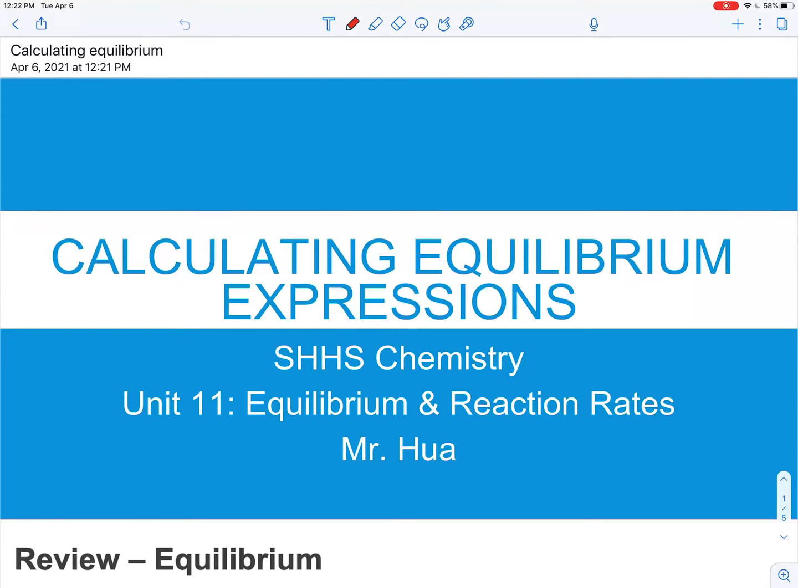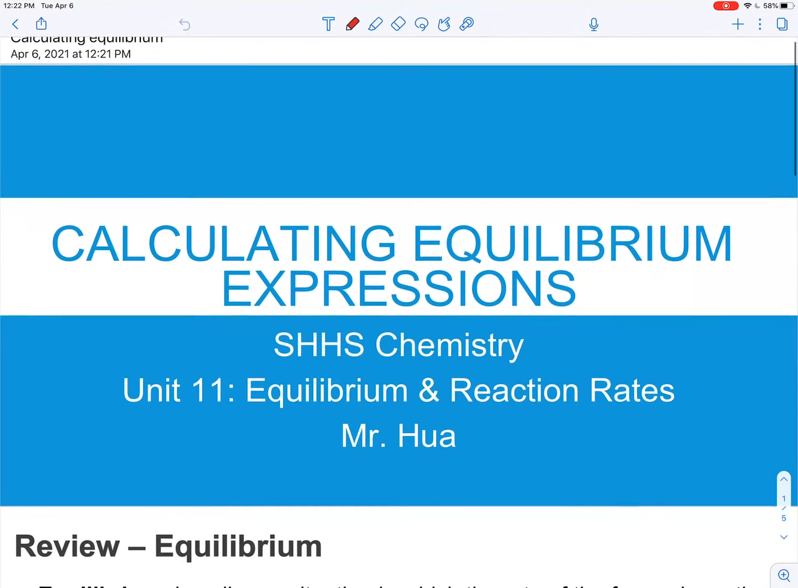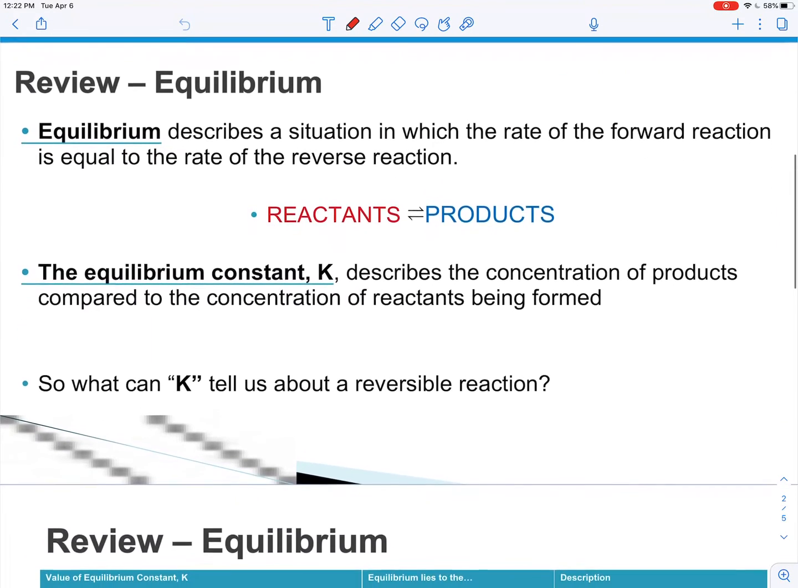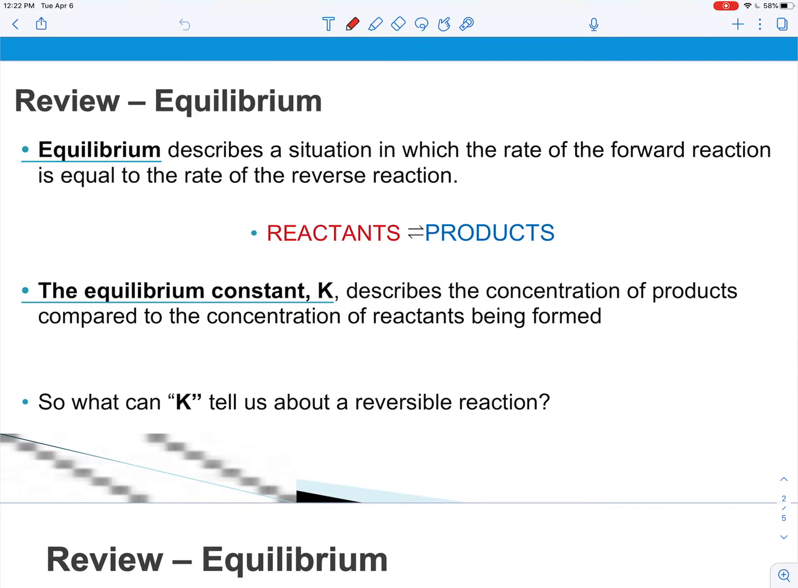All right, hey everyone. Today we are calculating equilibrium expressions. So yesterday we wrote them, and now today we're going to calculate them. Before we do that, just a little review.